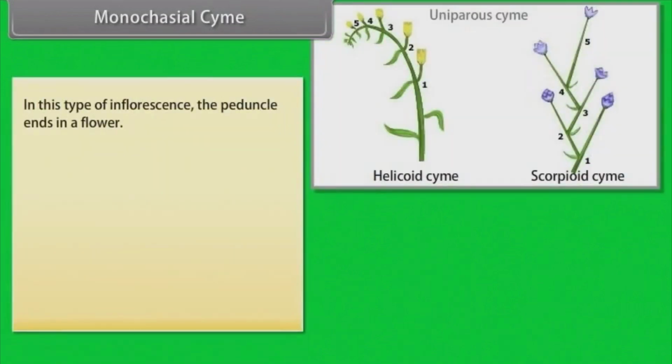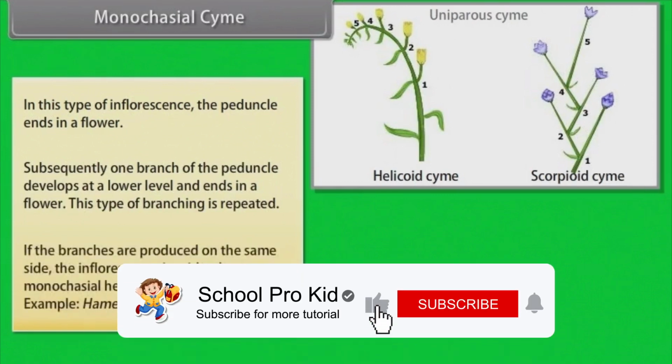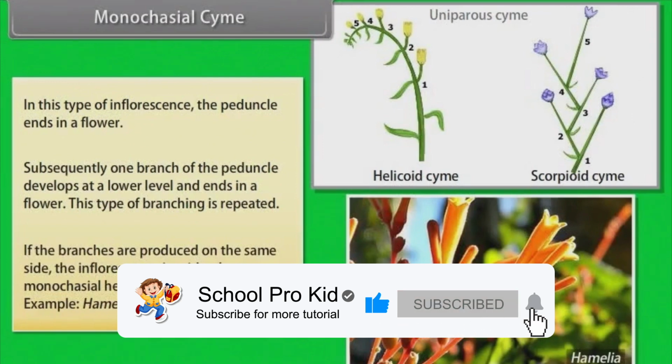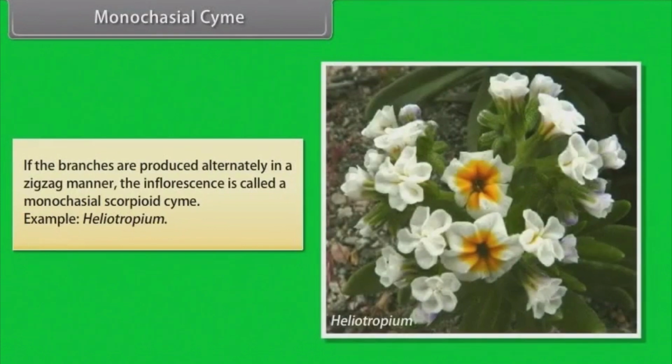Monocasial cyme. In this type of inflorescence, the peduncle ends in a flower. Subsequently, one branch of the peduncle develops at a lower level and ends in a flower. This type of branching is repeated. If the branches are produced on the same side, the inflorescence is said to be a monocasial helicoid cyme. Example, Hamelia, Drosera. If the branches are produced alternately in a zigzag manner, the inflorescence is called a monocasial scorpioid cyme. Example, Heliotropium.